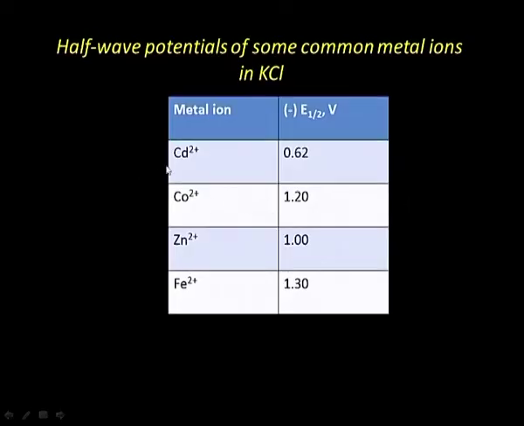Now, if we consider the half wave potential of some common metal ions in KCl, for cadmium 2 plus it is 0.62 volt, for cobalt it is 1.20, for zinc it is 1 volt, and for iron 2 it is 1.30. All these potentials are negative, which represents that these metal ions are undergoing reduction. More than one metal ion can also be determined simultaneously, but the condition is that the E half values should be at least 100 millivolt apart.